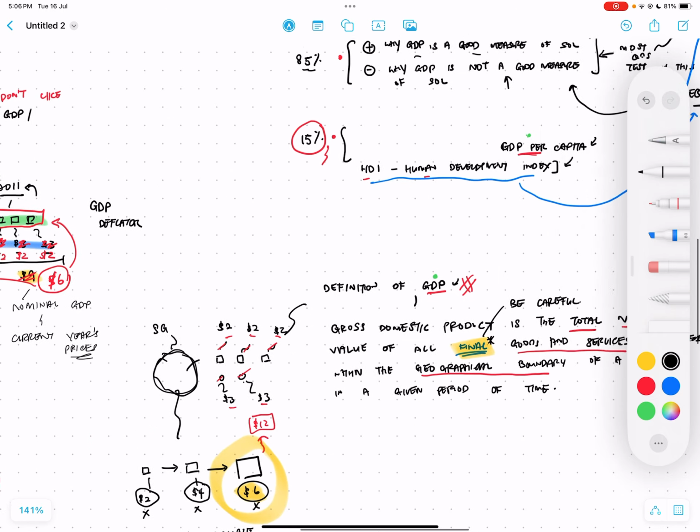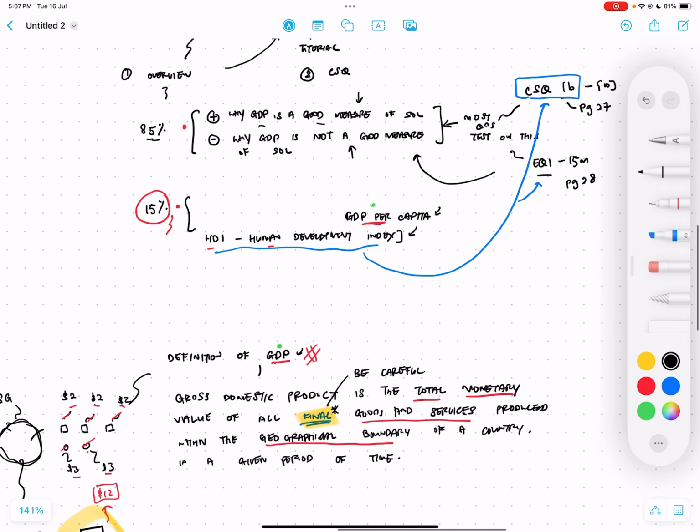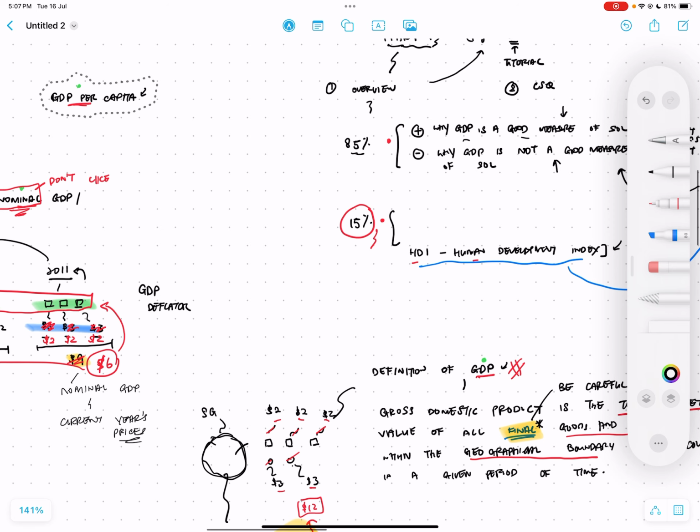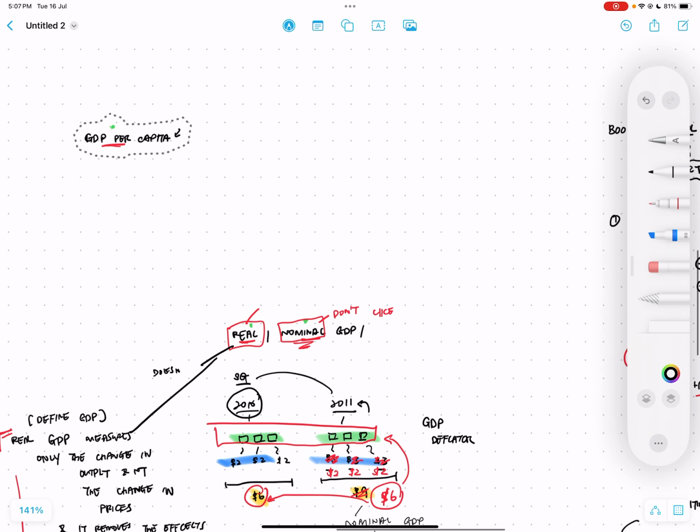Okay, so I'm done with that. Our last item on the list is something called GDP per capita. This is very easy. What is GDP per capita? You will see this measure in case studies. They won't actually ask you, but you need to know what it means.